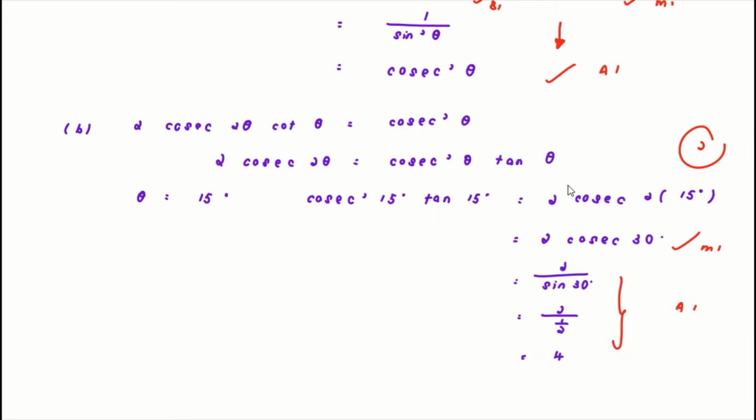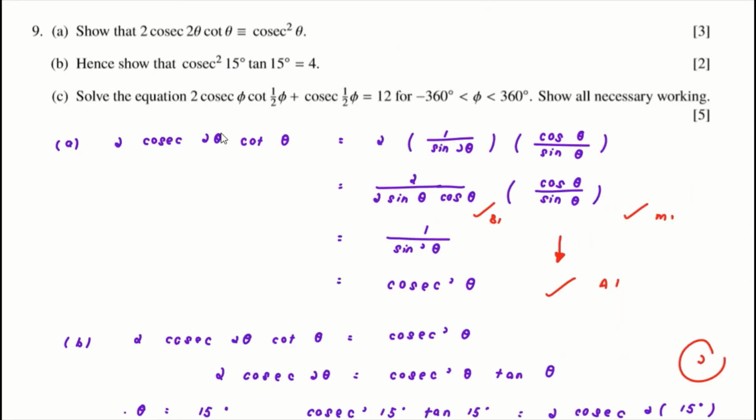Okay, so now part C, solve the equation 2 cosecant phi cotangent 1 over 2 phi plus cosecant 1 over 2 phi equals 12. Okay, so this is solving equation and you'll be able to realize that this thing and this thing are similar. It's the same thing, a continuation of the question. You need to use what you have in part A, then you continue to use it. So the idea is if 2 theta equals phi and theta equals 1 over 2 phi, then this thing will equal 1 over 2 phi.